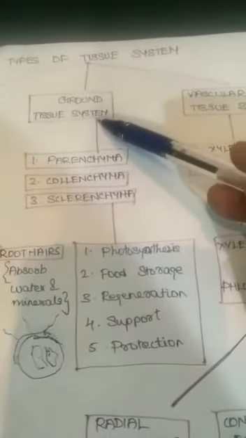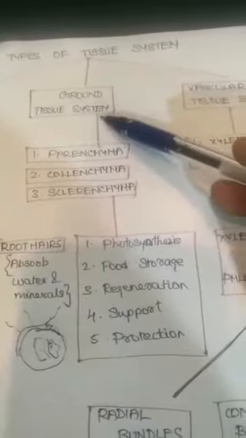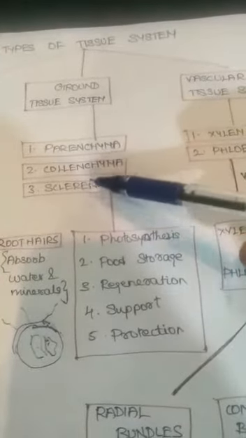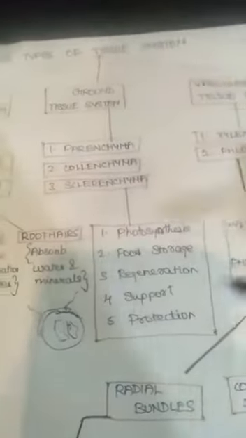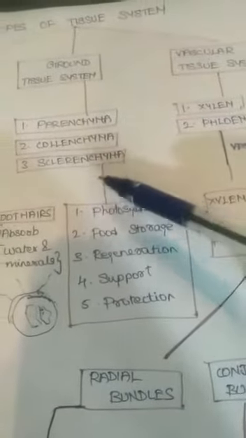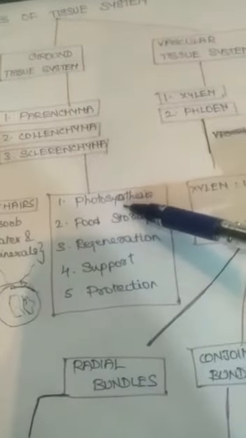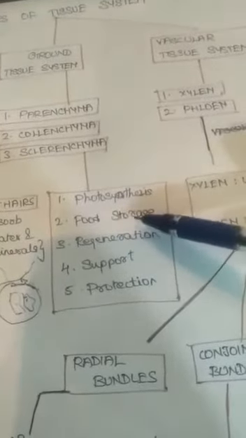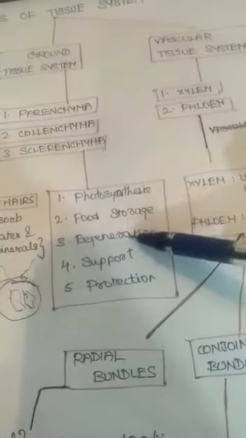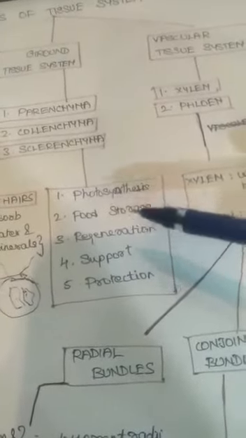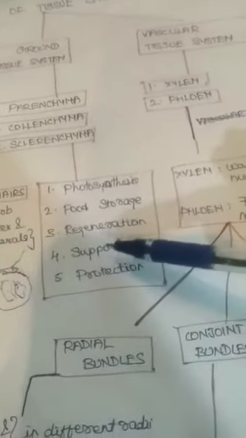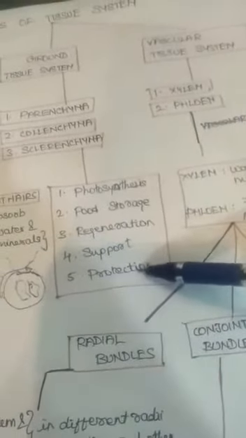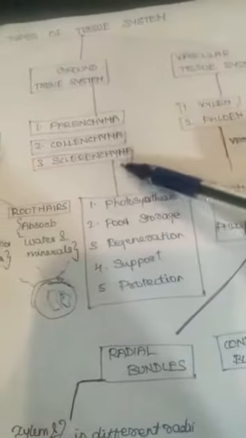Now, next one is ground tissue system. What are the tissues present in this ground tissue system? Parenchyma tissue, collenchyma tissue and sclerenchyma tissue. These three tissues are found in ground tissue system. Now, what is the work of these tissues? It helps in photosynthesis. It helps in food storage. Regeneration. Regeneration means again it helps the plant to grow. Okay, it gives support for the plant, protection. So all these functions are done by these tissues.